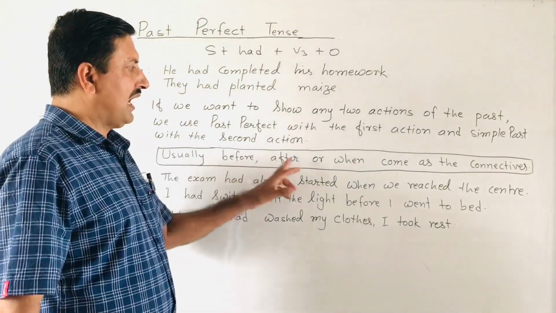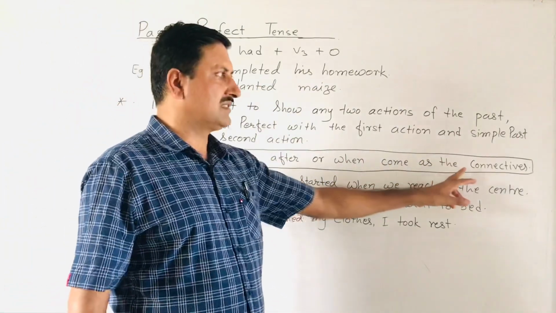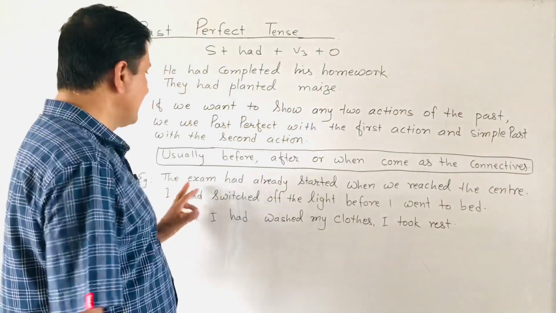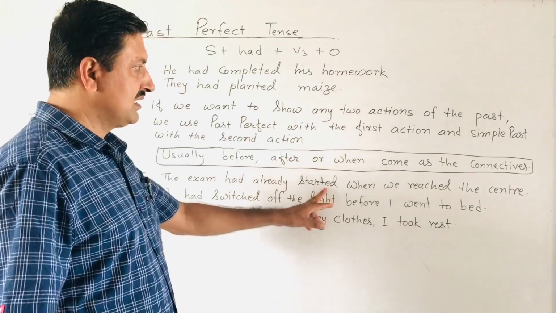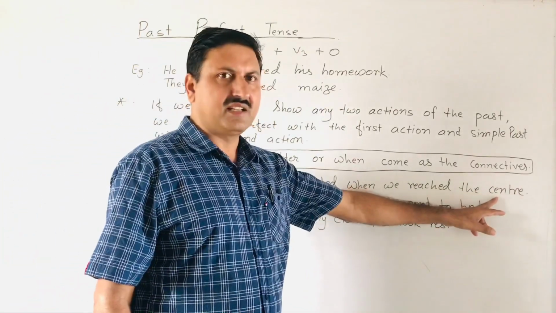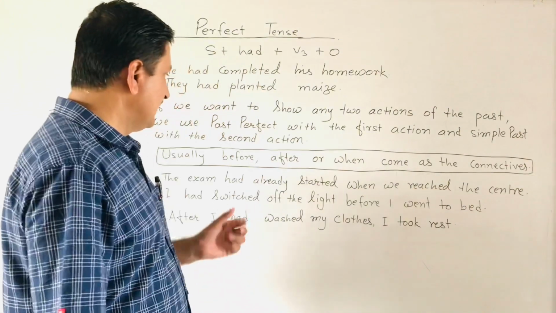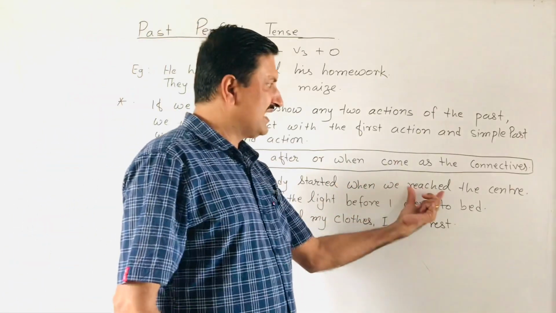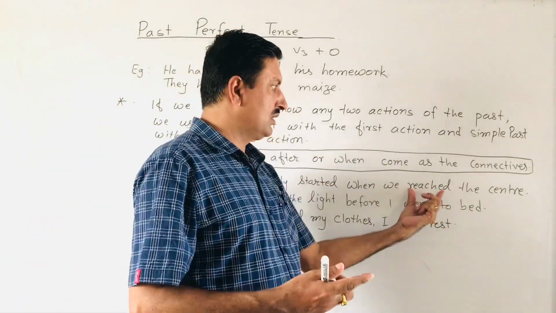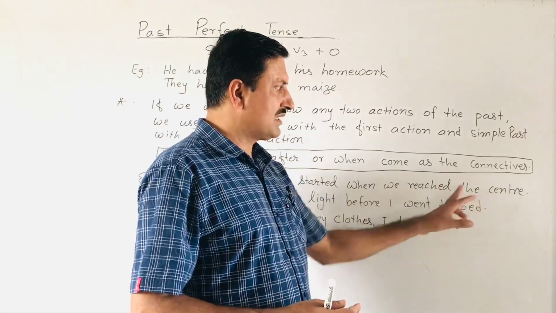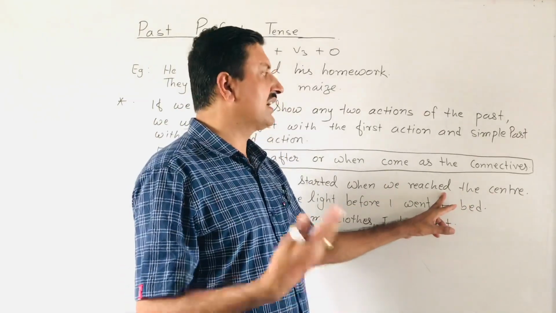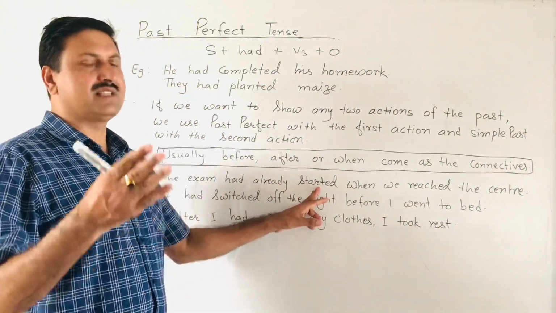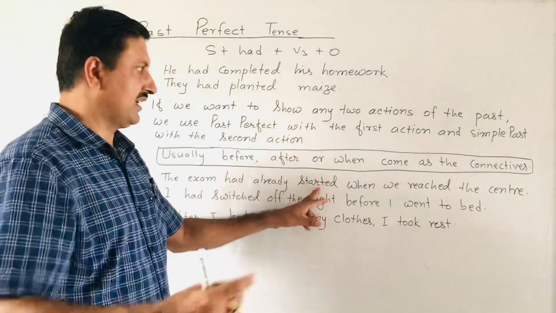Usually before, after or when come as the connectives in such condition. Examples are here. The exam had already started when we reached the exam center. Now, starting of exam, one event is shown, and reaching the exam center, another is shown. So we reaching the exam center took place later, this is the second action. The exam had already started is the first. First the exam started, then we reached there.